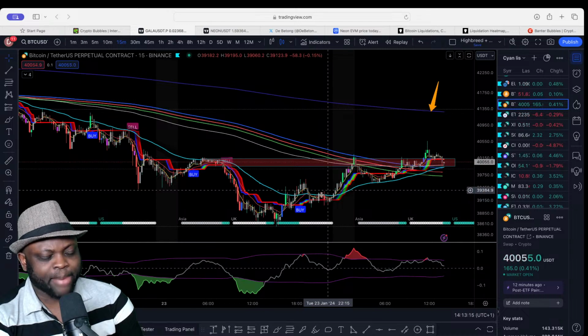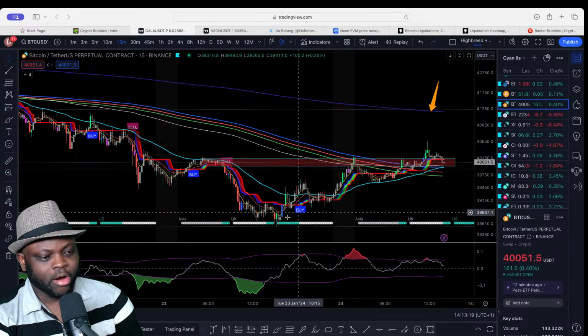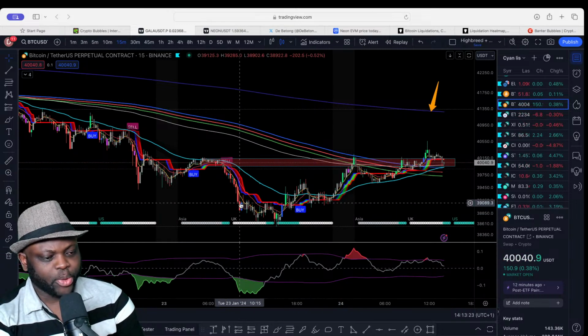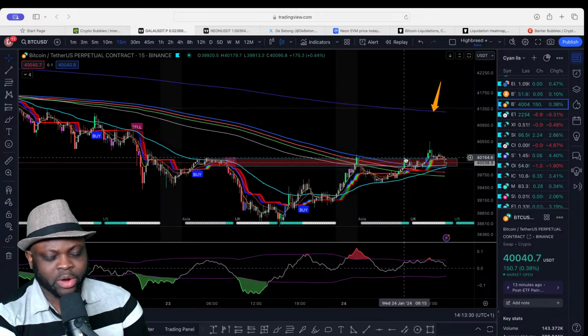back up and stayed above the alpha trend. So you would have got in here, or immediately you started seeing the vector candles, the blue, green vector candles, you would have got in immediately. And I can show you guys with other projects.